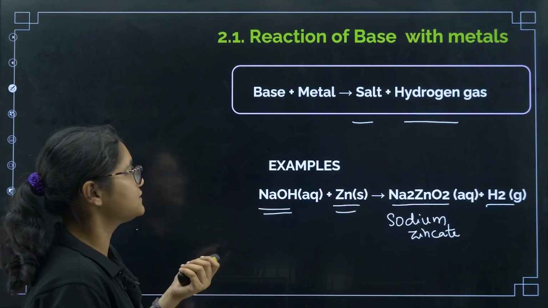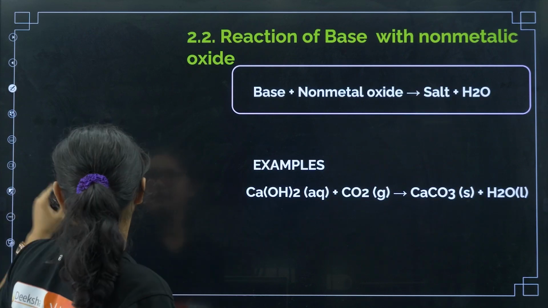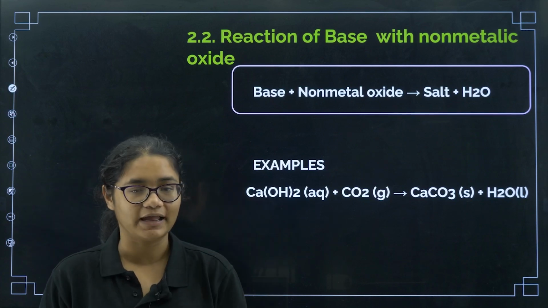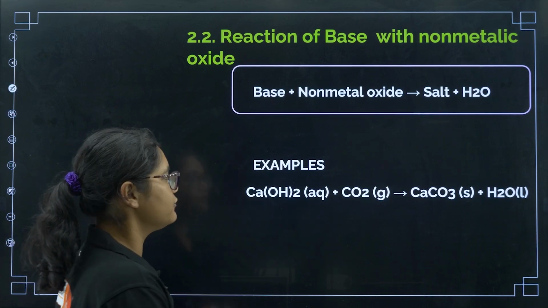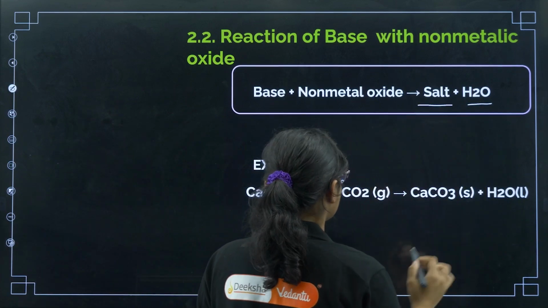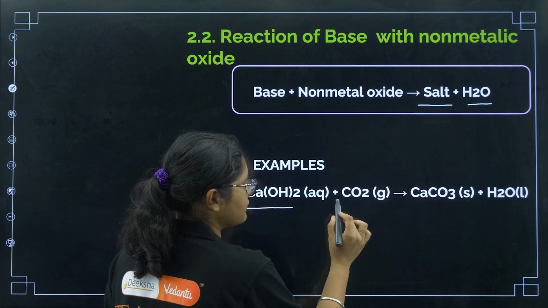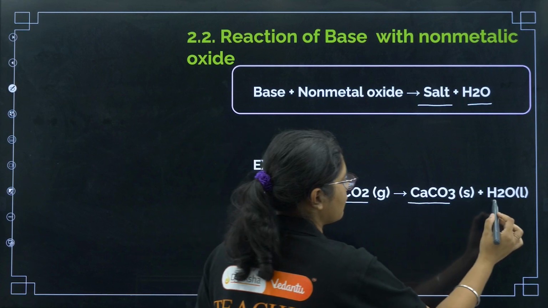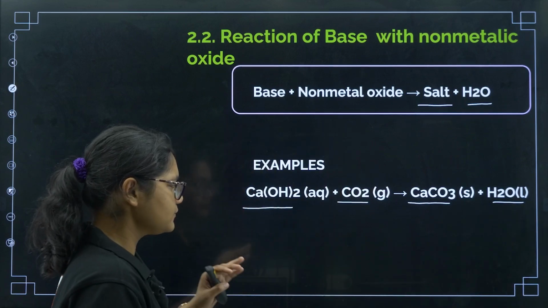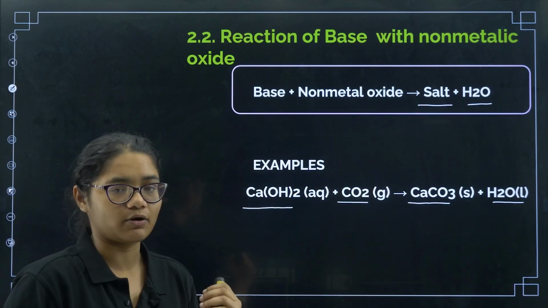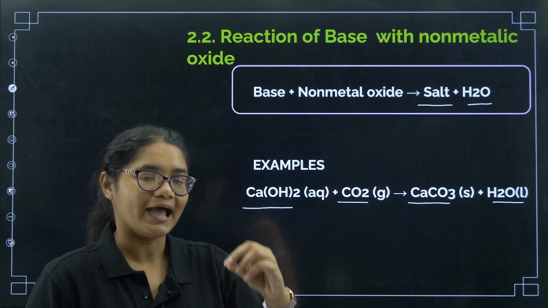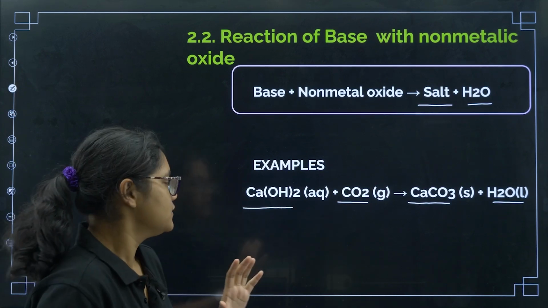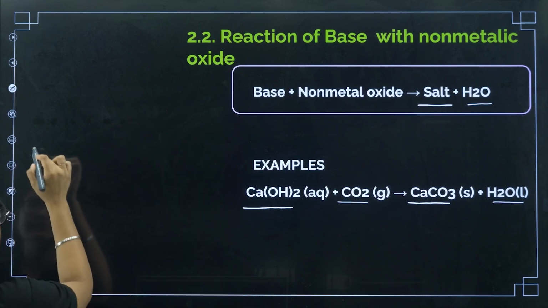So the next one is the reaction of base with non-metal oxides. You remember acids reacted with metal oxides, and bases will react with non-metallic oxides to give you the same product, salt and water. For example, calcium hydroxide with carbon dioxide will give you salt, calcium carbonate, and water. So bases will react with non-metallic oxides to give you salt and water. Acids will also react with metallic oxides to give you salt and water. So with bases we have two reactions.